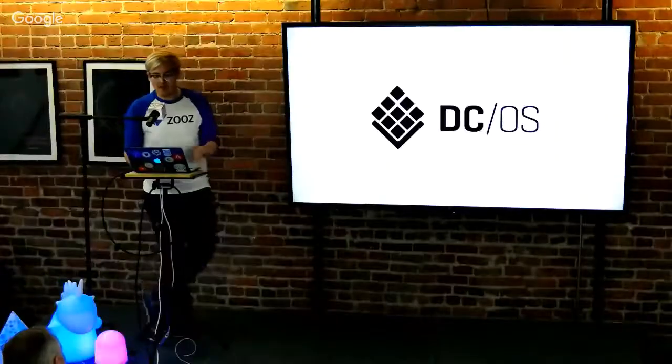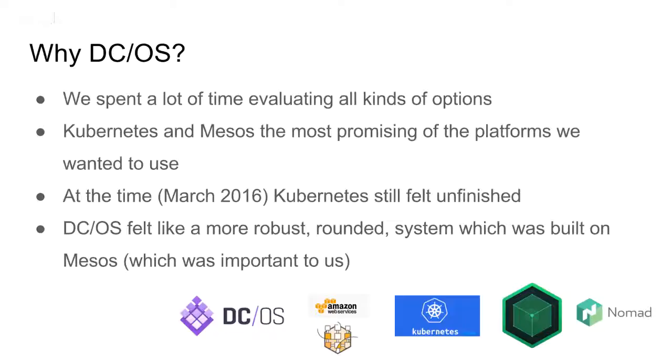So obviously we chose DCOS, that's why we're here. So why did we choose DCOS? We spent a lot of time evaluating all kinds of options, nearly a quarter of a full-time ops engineer resource, methodically taking all these different environments, whether it be DCOS, ECS on Amazon, Kubernetes, Nomad, or Lattice and Cloud Foundry, Lattice being the new runtime for Cloud Foundry. And we really focused on two, Kubernetes and Mesos. DCOS at the time was DCOS Enterprise, before the open source offering.